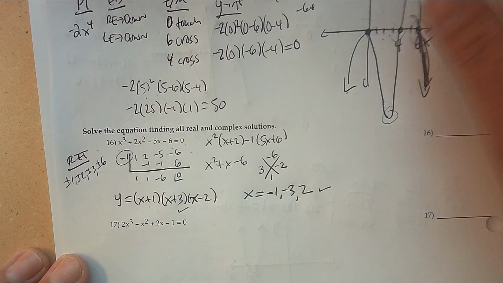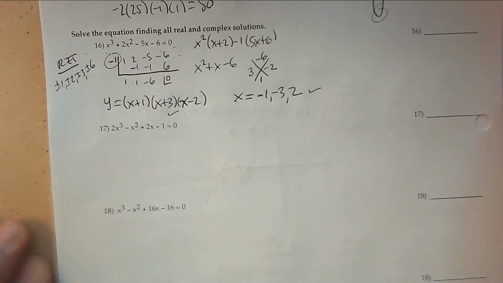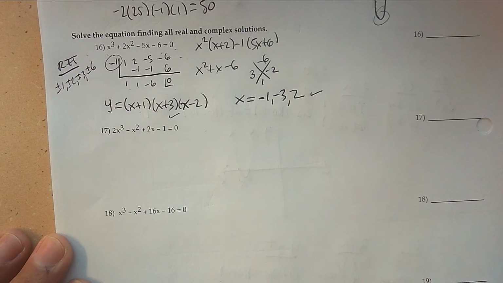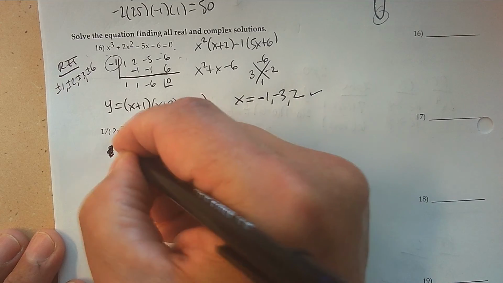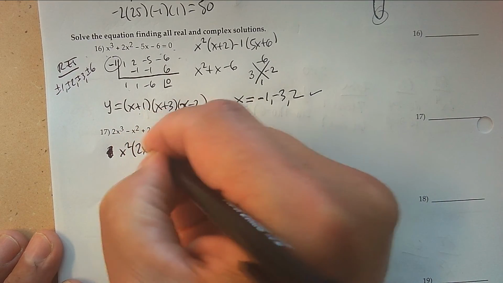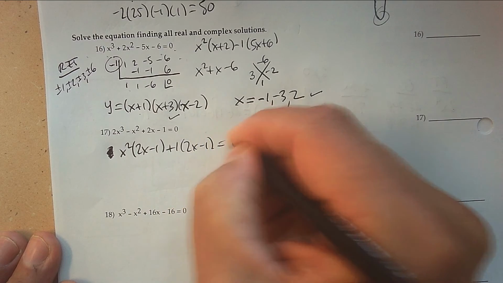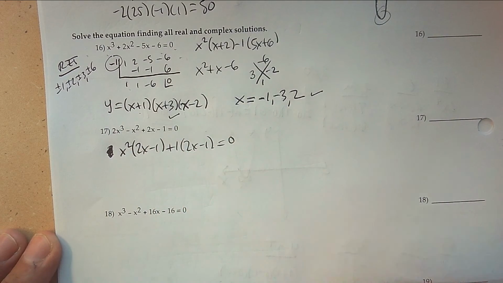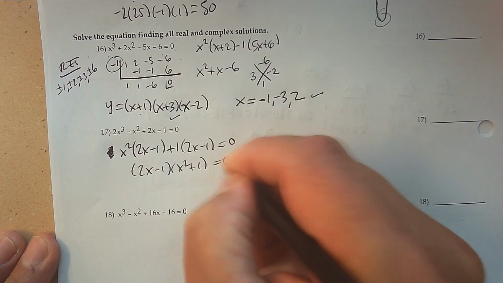All right, 17. You first, then me. So press pause and try it, and then I'll do it. All right, my turn. I'm going to first start again to see if I can factor by grouping. So I'm going to go x squared, 2x minus 1, and then I already have a 2x minus 1, so only a 1 in common factor, which is great. So I have 2x minus 1, x squared plus 1 equals 0.